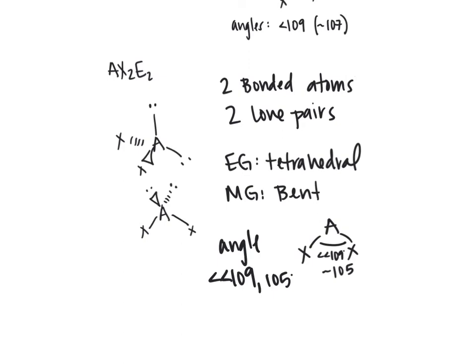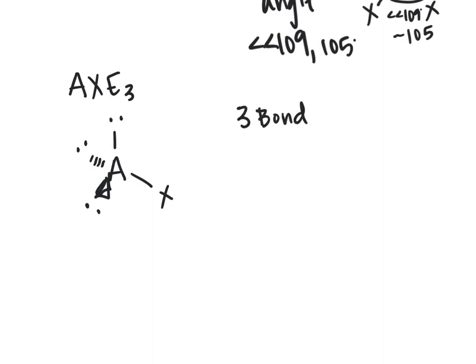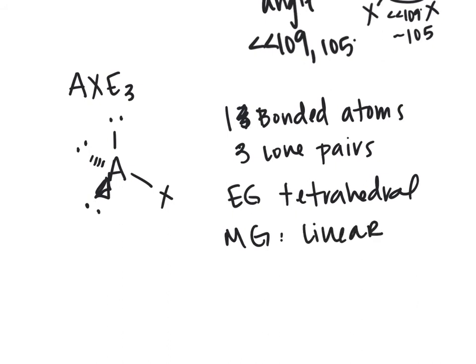And so then if we look at our last one, AXE3, this one looks a little bit different, and we don't tend to observe it all that often. You end up with an A with a singular X and 3 lone pairs. So we have 1 bonded atom, 3 lone pairs. The electron geometry is tetrahedral, and the molecular geometry in this case is linear. Although we don't tend to think about the AX being a linear component.